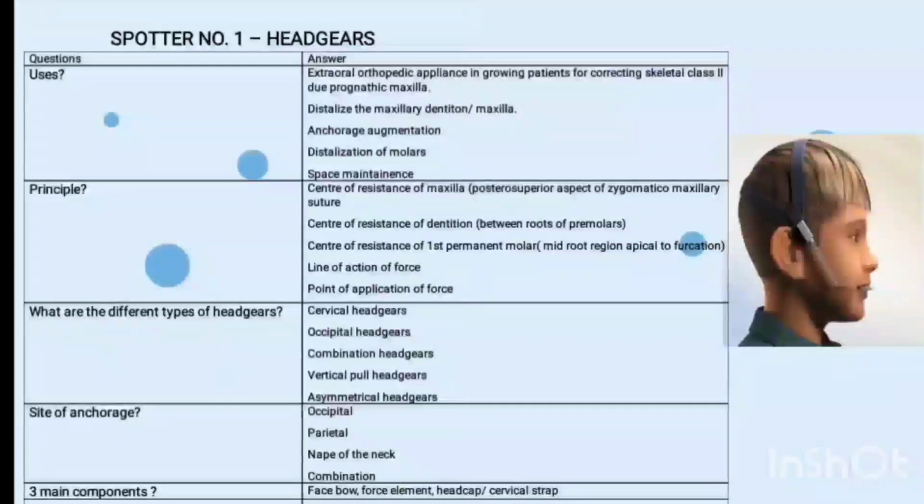Now, what are its principles? There are 5 principles in total. The first one is center of resistance of maxilla, that is the posterior superior aspect of zygomatico-maxillary suture.